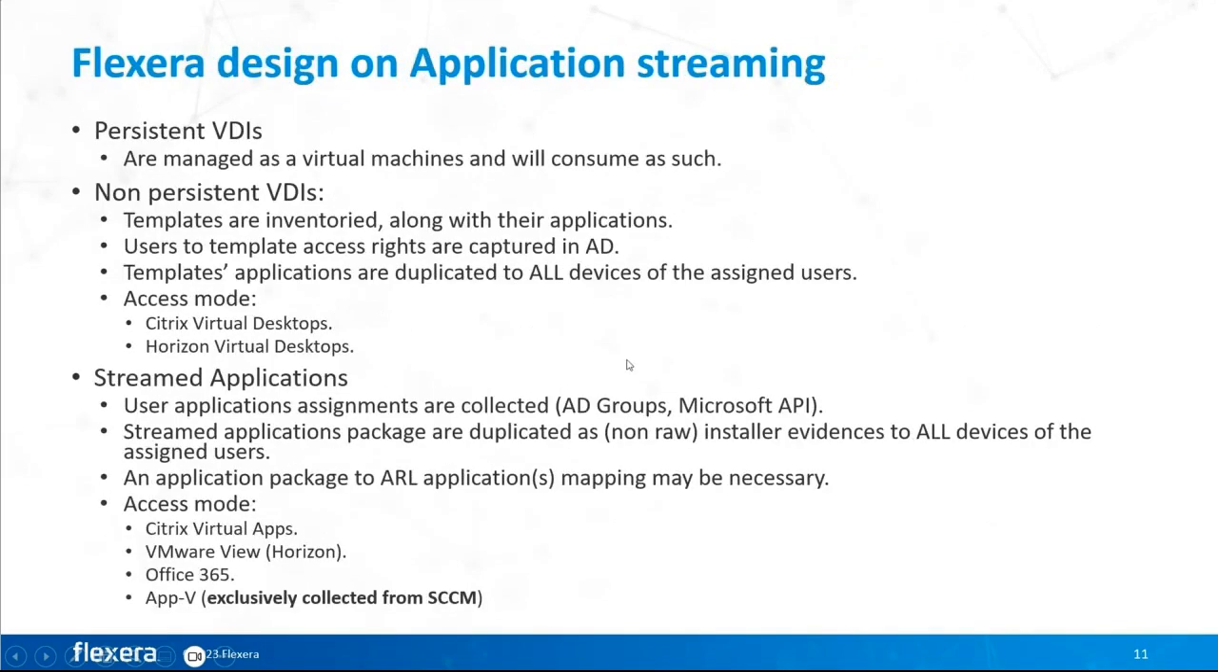So what is the design of Flexera on application streaming? 3 cases, as I described earlier, the persistent VDIs. Persistent VDIs, it's quite simple. These are managed as virtual machines. There is a flag when we import inventory from the VDIs. And if the persistent flag is here, the inventory import will create a virtual machine. And this virtual machine eventually has applications, will behave like a VM, will eventually consume for these applications, just like a desktop would consume licenses. So this is a quite simple story when it's a persistent VDI.